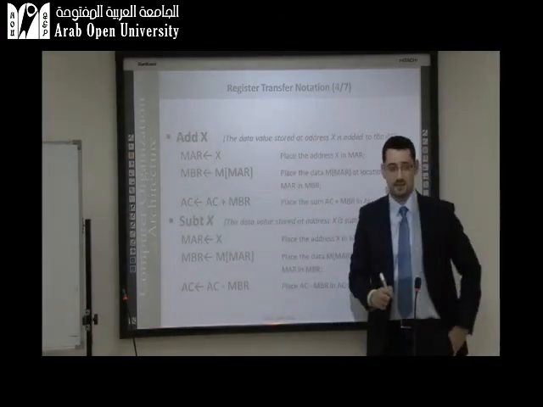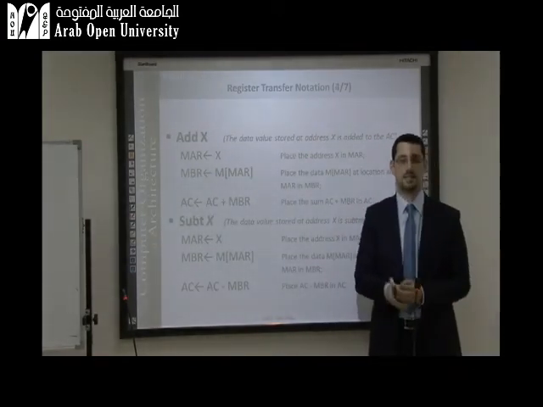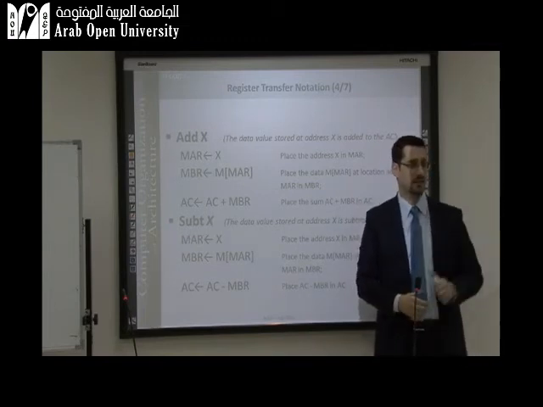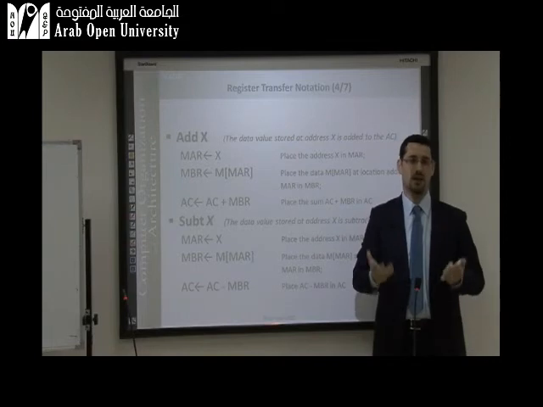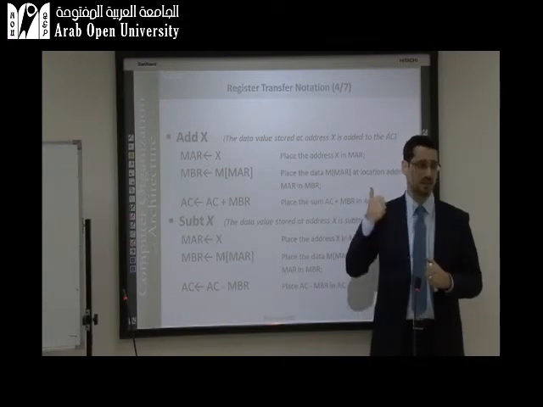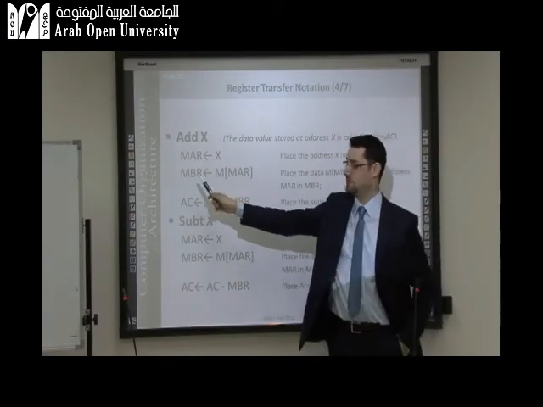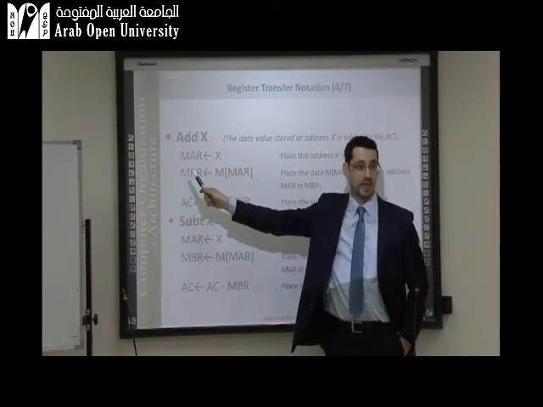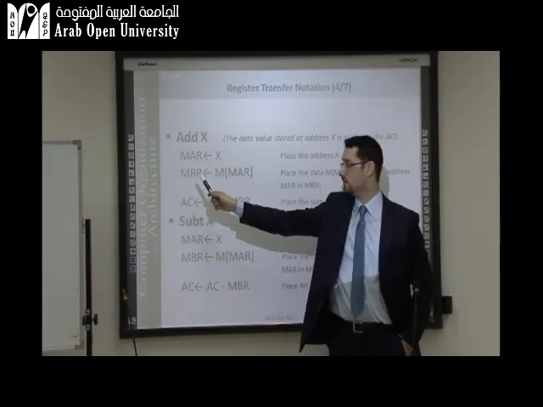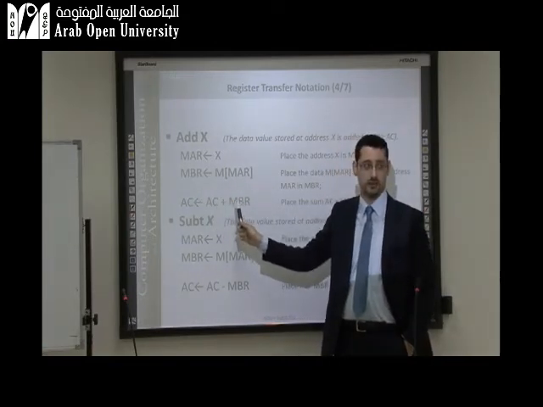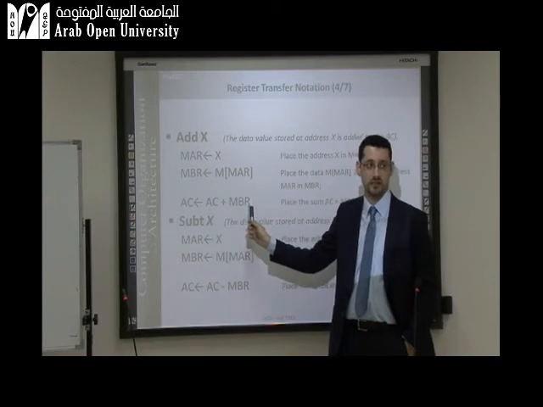Add X: we add the content of the accumulator to what I have inside the address X. So I need to get what I have at address X. I'll put X in the MAR. What I have at this address will be stored in the MBR. And then the addition will be done between the MBR and what I have in the accumulator. This is the job of the arithmetic logic unit.